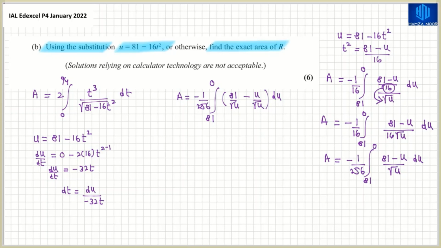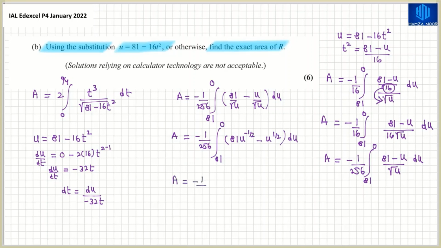Okay. So now in the next step, we can say that area is equals to minus 1 over 256 multiplied by the integration of, according to the laws of indices, we can say that 81 times u raised to the power minus half minus u raised to the power 1 minus half, which is supposed to be half. We need to integrate this expression with respect to u, with upper limit 0, lower limit 81. So now in the next step, we can finally integrate this.